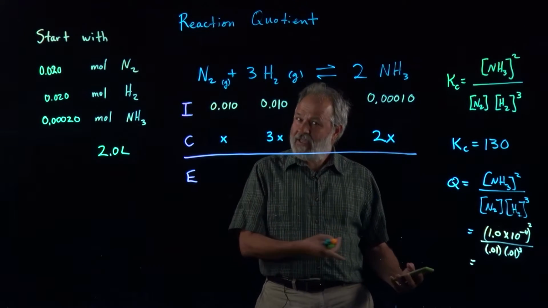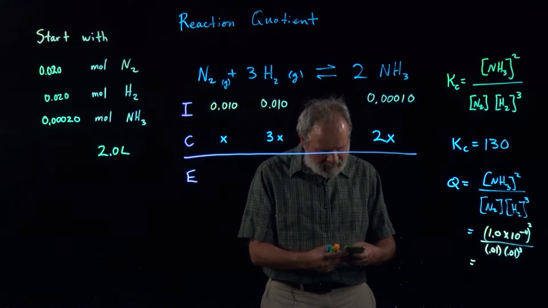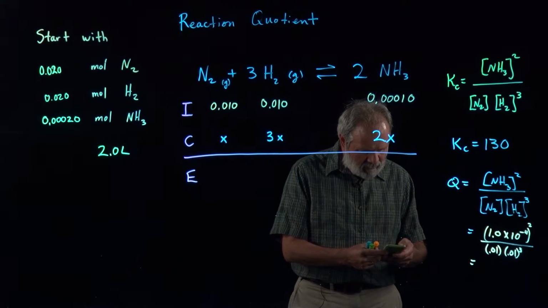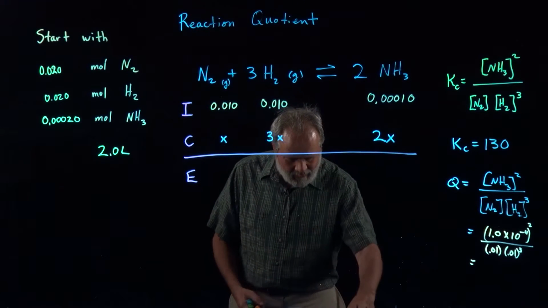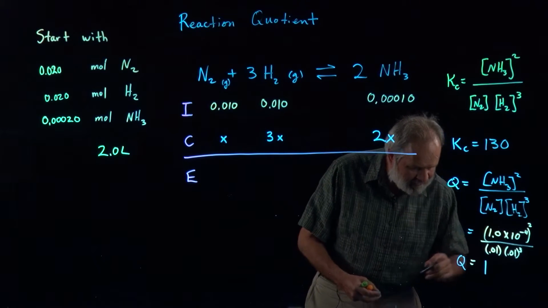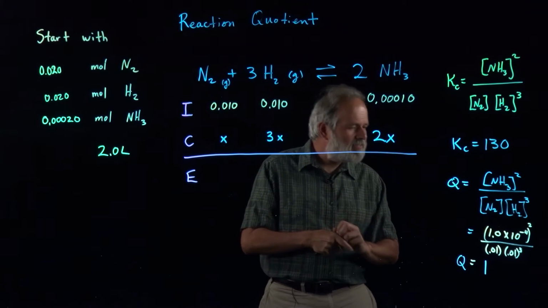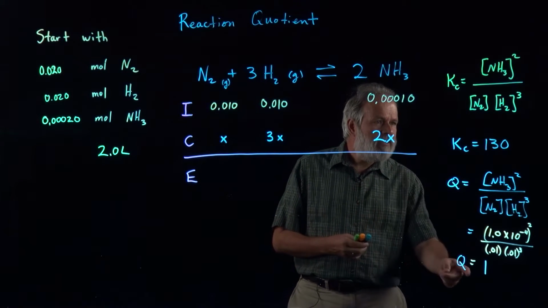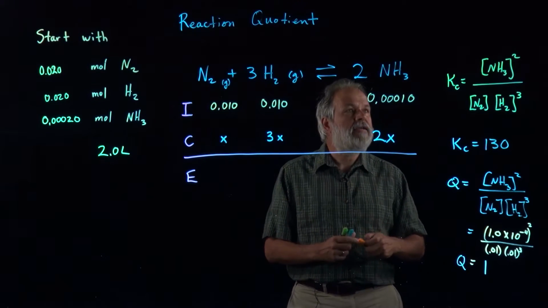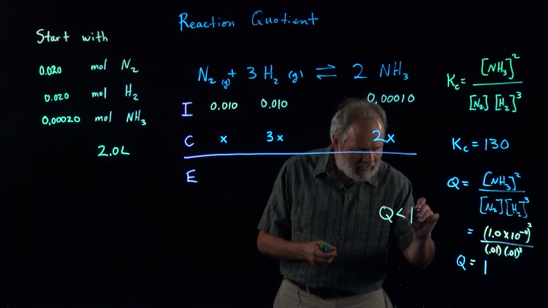I'm back. I'm going to calculate Q and see what it is. So 1 exponent minus 8 divided by 0.01 exponent minus 8 gives 1. How about that? What a coincidence. It just happens to be 1. That means nothing in particular. It just means that, by chance, it happens to be 1. Now 1 is less than 130. Okay, so let's write down, in this case, Q is less than K.